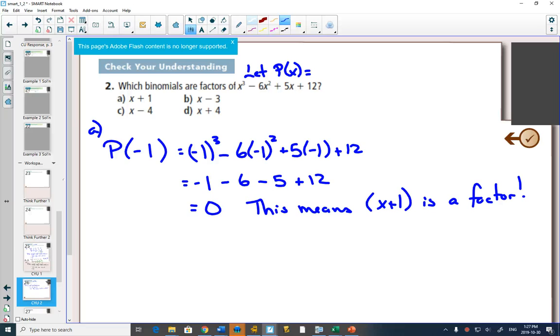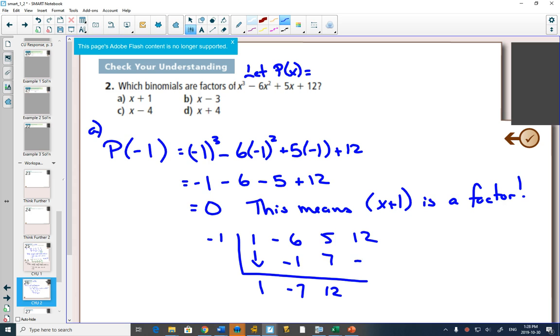Could we have done this with synthetic division as well? Yes, we'd have 1, minus 6, 5, 12. We would put a minus 1 out front, bring it down, bring down the 1, multiply, add, multiply, add, multiply, add. We get a remainder of 0 as well.